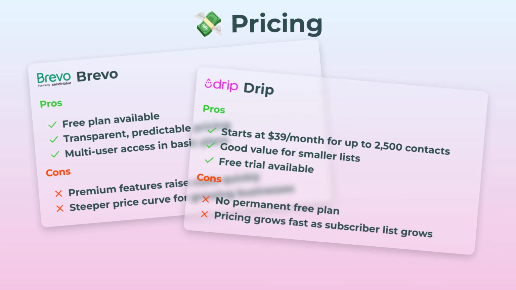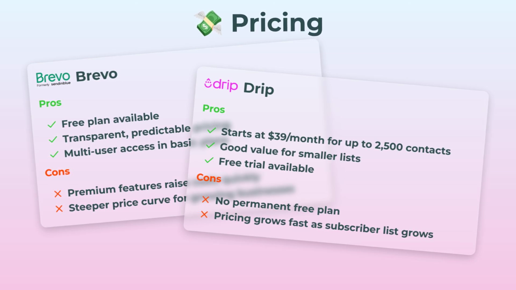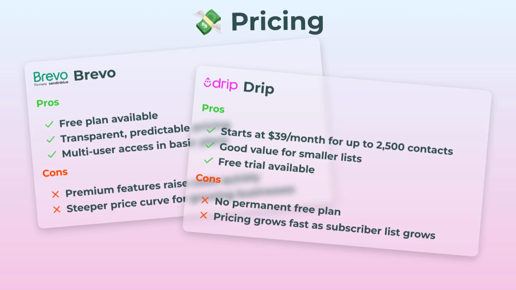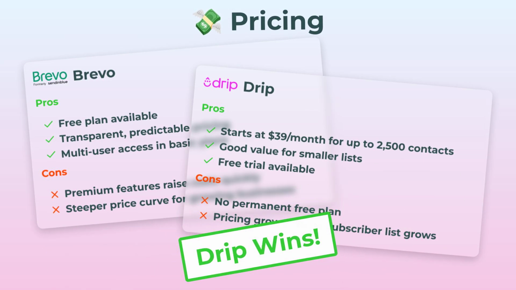Now, switching to Drip, starting at $39 a month for up to 2,500 contacts is nice and budget-friendly if your list isn't huge. No ongoing free plan, sadly, but hey, there's at least a free trial. Still, as you expand, that price curve really rises. Between the two, Drip gives you a just-enough-for-most offer for smaller lists. But Brevo's free plan definitely has its charm if you don't need all the paid bells and whistles. Verdict here, Drip edges it out for value.